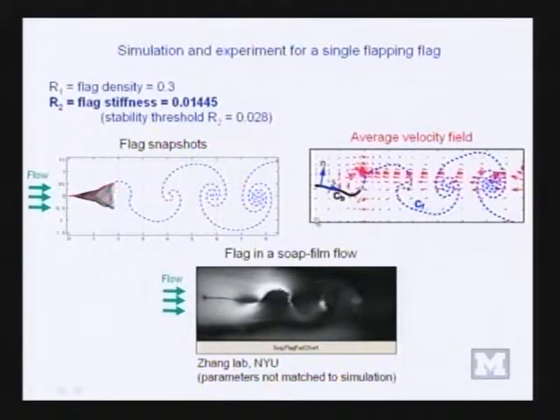Here's a simulation of a similar phenomenon. So this is just showing snapshots in the simulation of the sheet, or flag we call it, and the blue dashed line are vortices that are coming off of the sheet. And vortices have this natural tendency to roll up into these spirals.